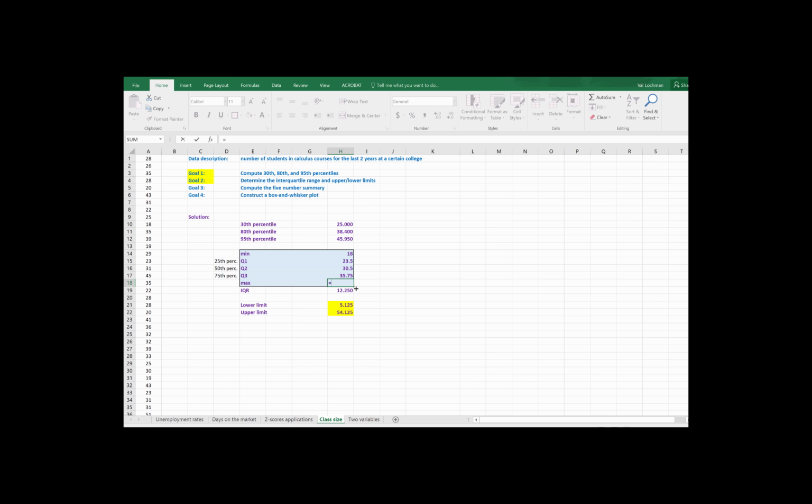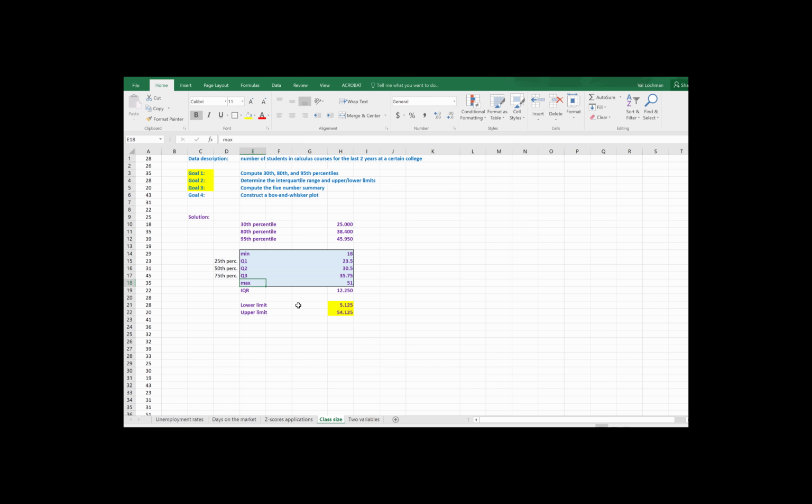Let's find the maximum. That's the same command as you might think, max. We're going to go through A1 to A40. The maximum class size was 51, so we don't have outliers on the upper side either. Okay, so the 5-number summary is done. There it is. It's just min, max, and the 3 quartiles.